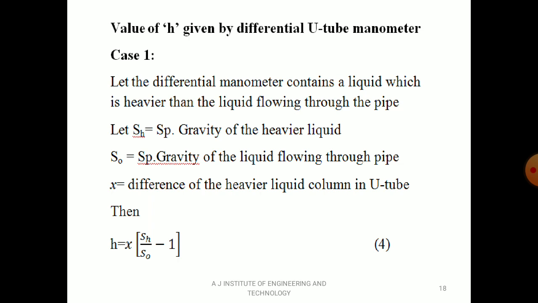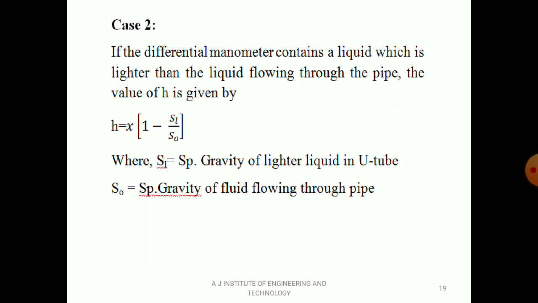Next, second case, if the differential manometer contains a liquid which is lighter than the liquid flowing through the pipe, then the value of h, this is exactly the reverse of case 1. So here in case 2, the manometric fluid has specific gravity lower than the specific gravity of the flowing fluid.